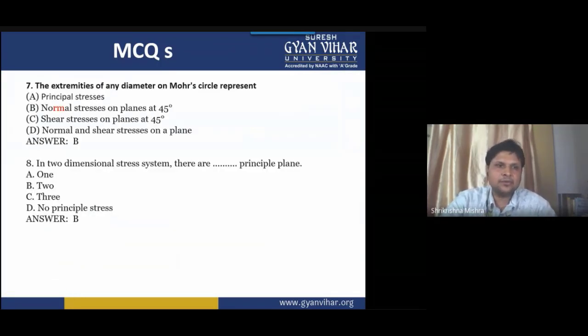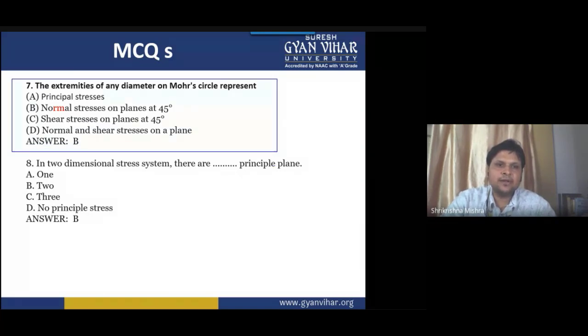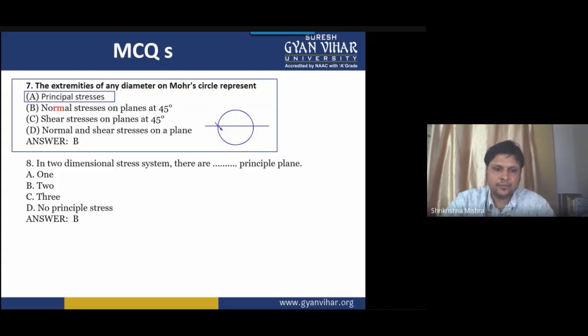So coming into the seventh multiple choice question, what is the question? The extremity of any diameter on a Mohr circle, they represent the principal stresses. Just now I have told you, if this is the x-axis line, and if this is a Mohr circle, students, then this point and this point, they give you the value of principal stresses. Measure the values from this origin point O to these points, and they will give you the value of principal stresses sigma 1 and sigma 2.